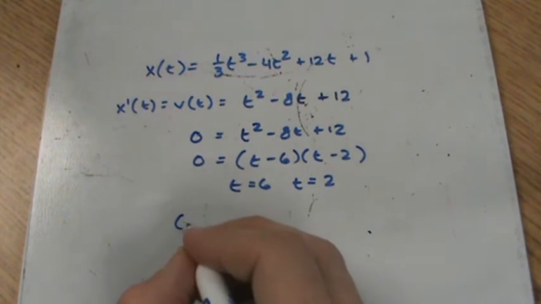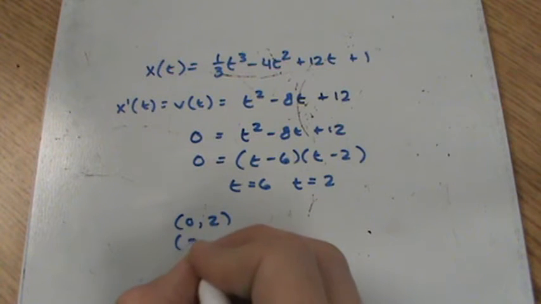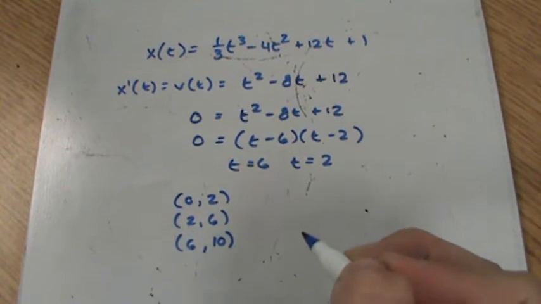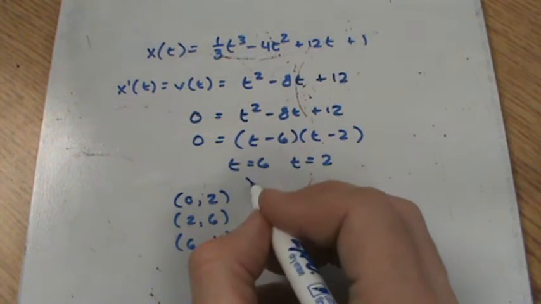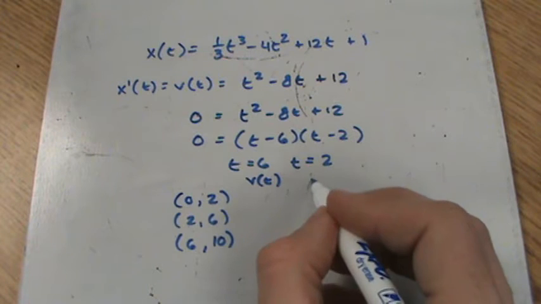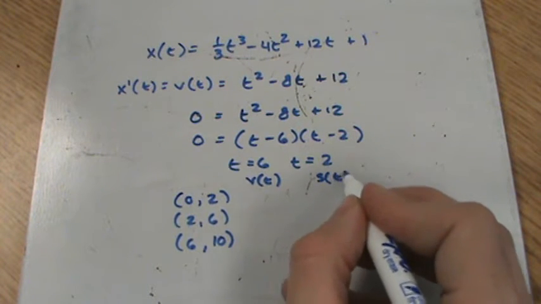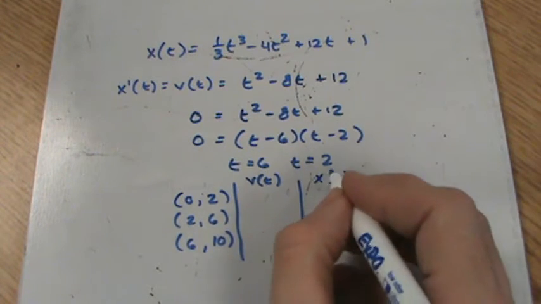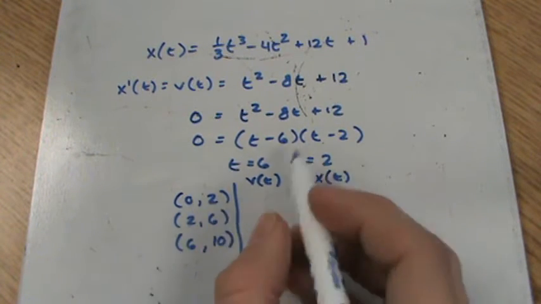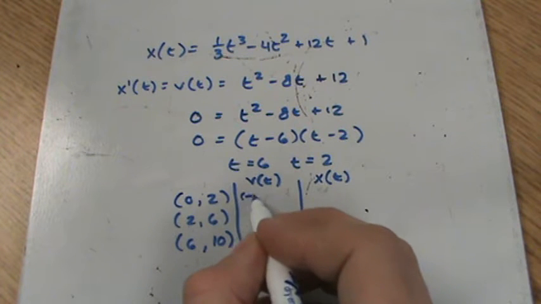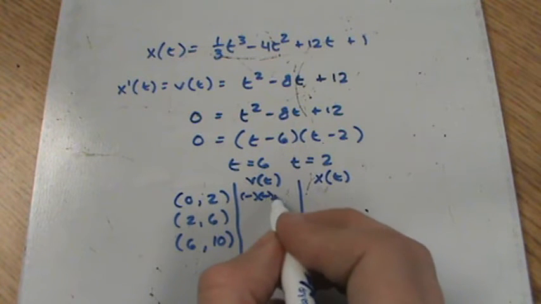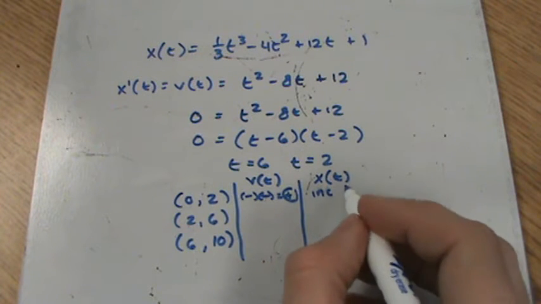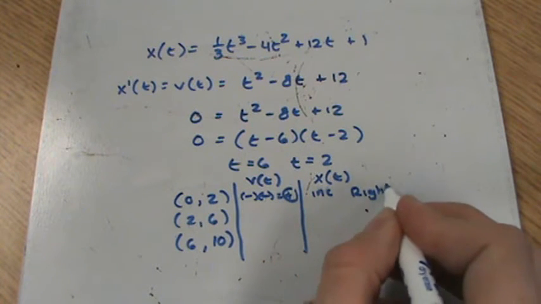So we're going to take these values and set up our table that we did back in chapter 3. So we're going to plug in 0 to 2, 2 to 6, 6 to 10, since that's the interval that we're working with. We're going to plug it into our velocity function, and that will tell us what our position is doing. So let's put 1 in here. If I put 1 in here, I get a negative, and I get another negative, which gives me a positive. Positive tells me x is going to increase, which means I'm going to the right.